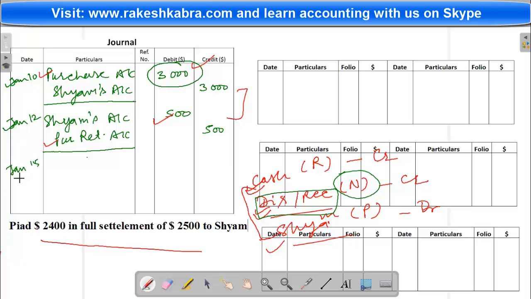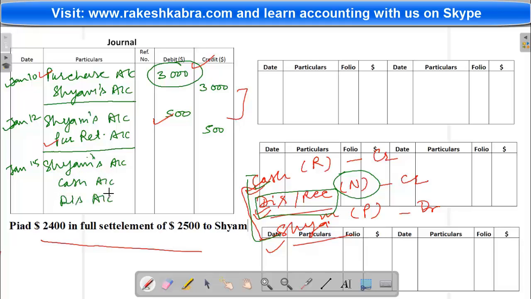After January 12, on January 15 I paid the amount. So here the debit item is Shyam. First I will record Shyam's account. Shyam's account will be debited. And cash has gone, right? So these two items are credited. So I will record the credit items, cash account and discount account.